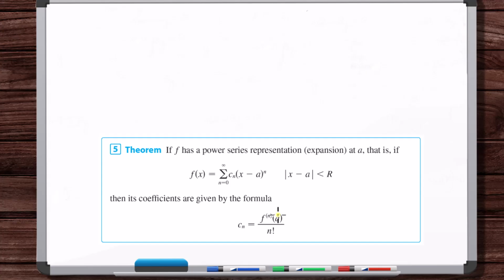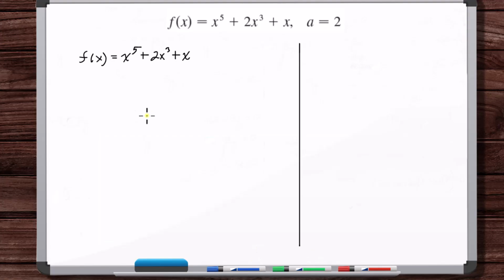And then even for the process of determining the c sub n, taking the derivatives, you don't have to incorporate the center point. You take the derivatives just of f of x, and then you plug the center point into the derivatives. Okay, so f prime of x is 5x to the 4th plus 6x squared plus 1. So 20x cubed plus, okay.